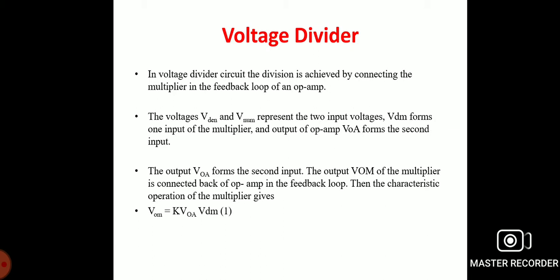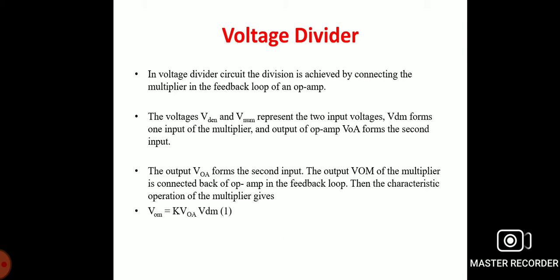The output gain of the voltage from the second input. The output voltage of the multiplier is connected back to the operational amplifier in the feedback loop. Then the characteristic operation of the multiplier gives the multiplier output voltage equal to K times the gain of the output voltage times VDM.